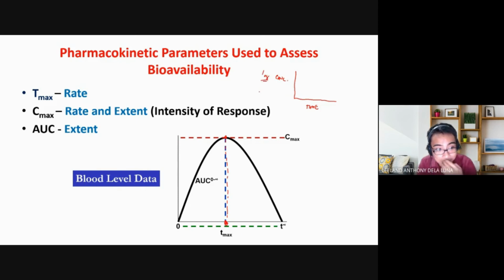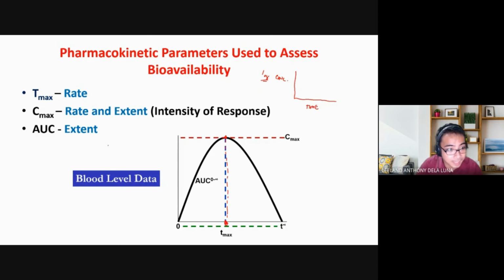Kaya nga pag nag-plot ka ng semi-log, iba-iba yung divisions sa y-axis, dito pantay-pantay sa x-axis. Because time class just goes on. Hindi naman sumusunod ng logarithmic scale ang time. Linear ang time natin. Okay? So, AUC on the other hand class, basically computes for the total extent. Okay? How much of the drug was absorbed from 0 to infinite time.